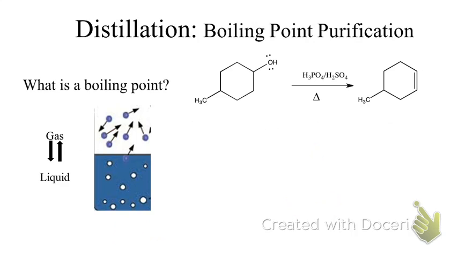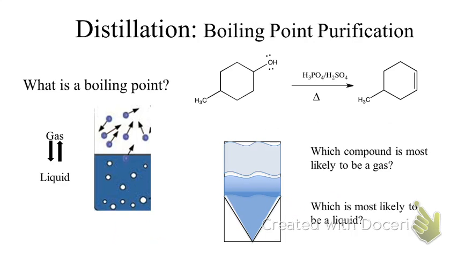A boiling point is the point at which the vapor pressure of your liquid exceeds atmospheric pressure. Atmospheric pressure is what's holding your liquid as a liquid. The heat that you've added into the system is enough to break the intermolecular forces, but the atmospheric pressure doesn't allow for the molecules to get far enough away from each other to completely destroy those intermolecular forces, okay, which is why we keep that liquid phase. Which of the two compounds is most likely to be a gas? Your product or your starting material?